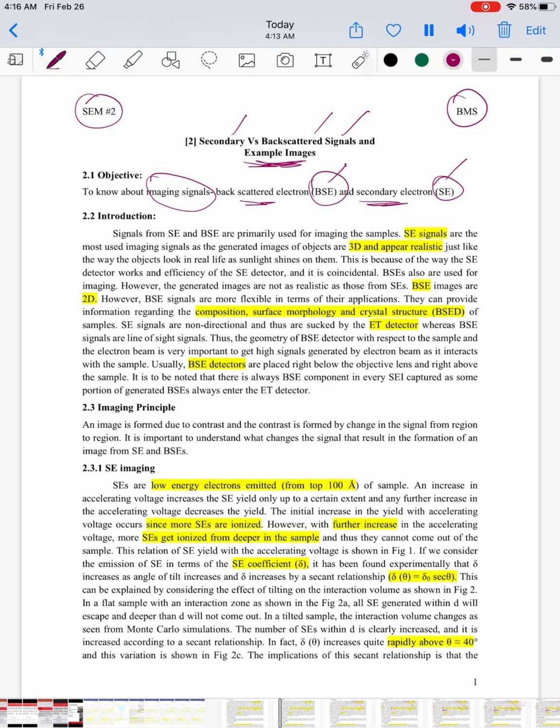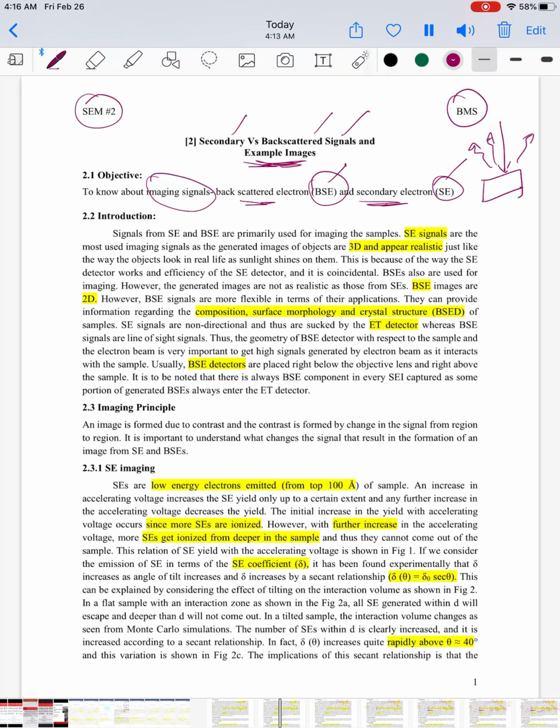Okay, so as we saw in the previous video, when an electron beam comes and hits the sample, there are a lot of signals that are generated, right? So we are discussing only two signals here, the backscattered electron signal and the secondary electron signal. These two signals are primarily used for imaging, so they are called imaging signals. That means we can obtain an image of the test sample.